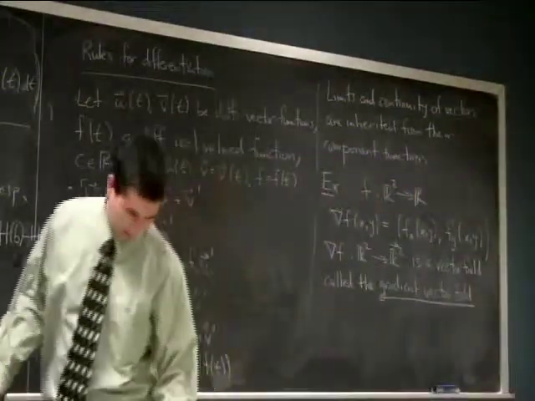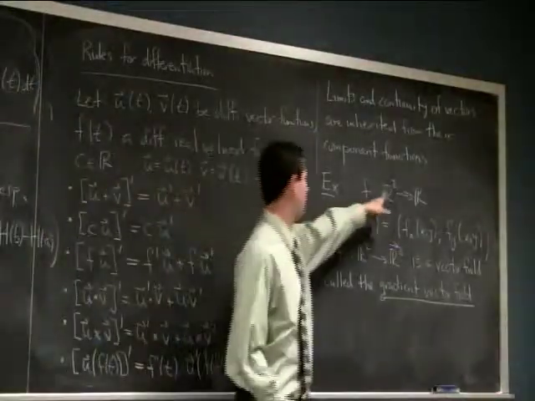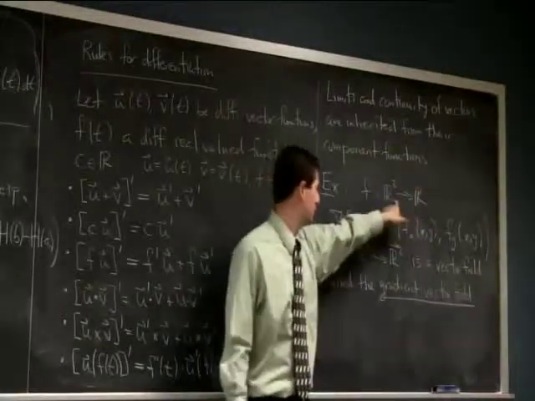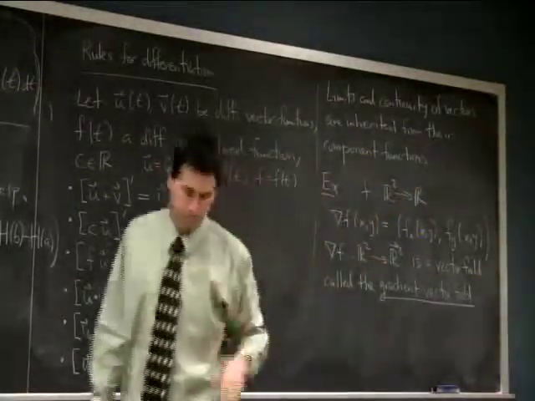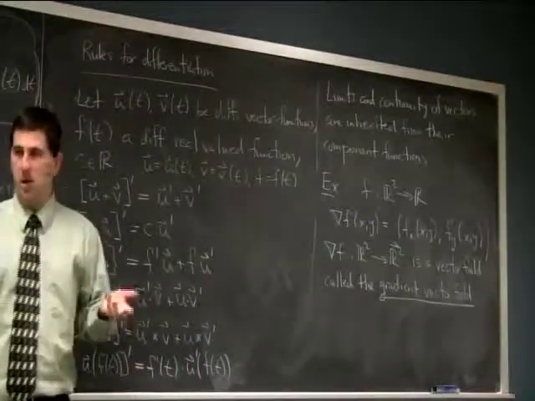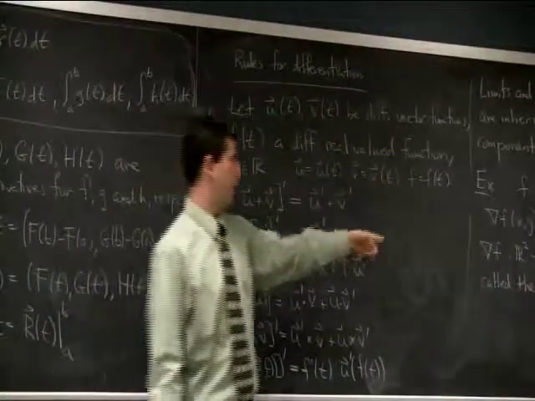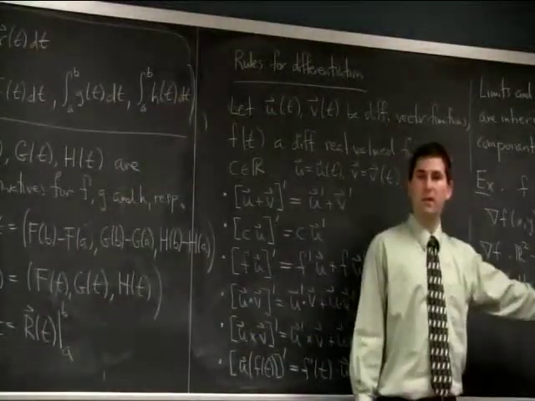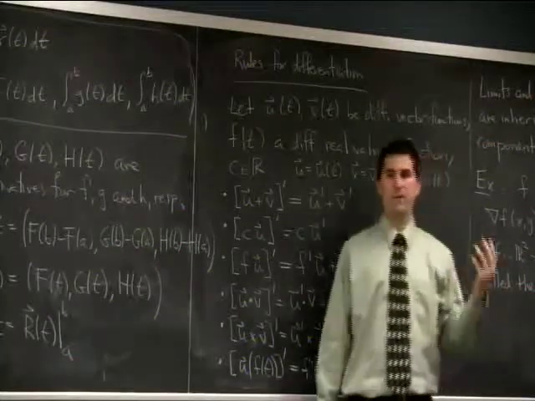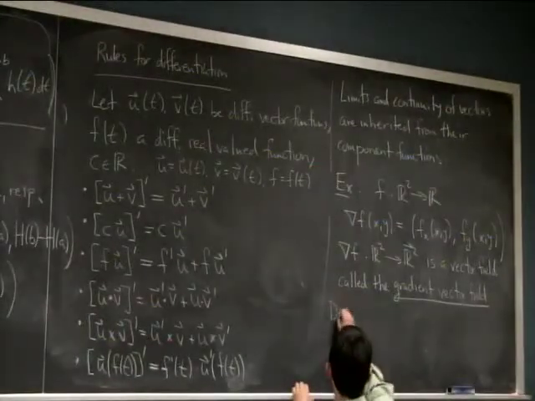Okay. Let me just finish one more thing. Of course, this would work if I had a 3 instead of a 2. We can define the gradient for three-dimensional scalar functions. That's fine. It's going to turn out that there's a lot of vector fields that are, in fact, gradient vector fields. And these turn out to be important. So important that we give them a name. So, just finish with a definition here.